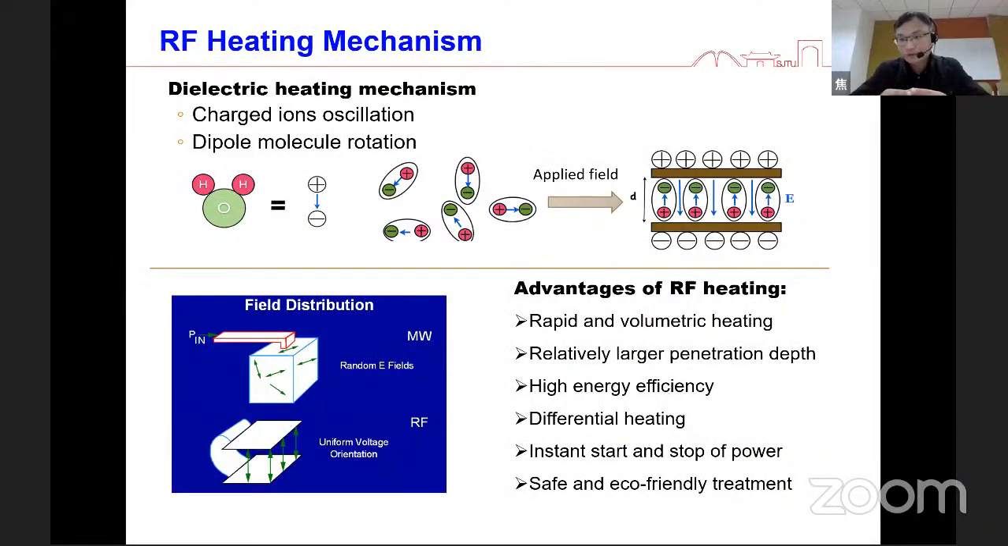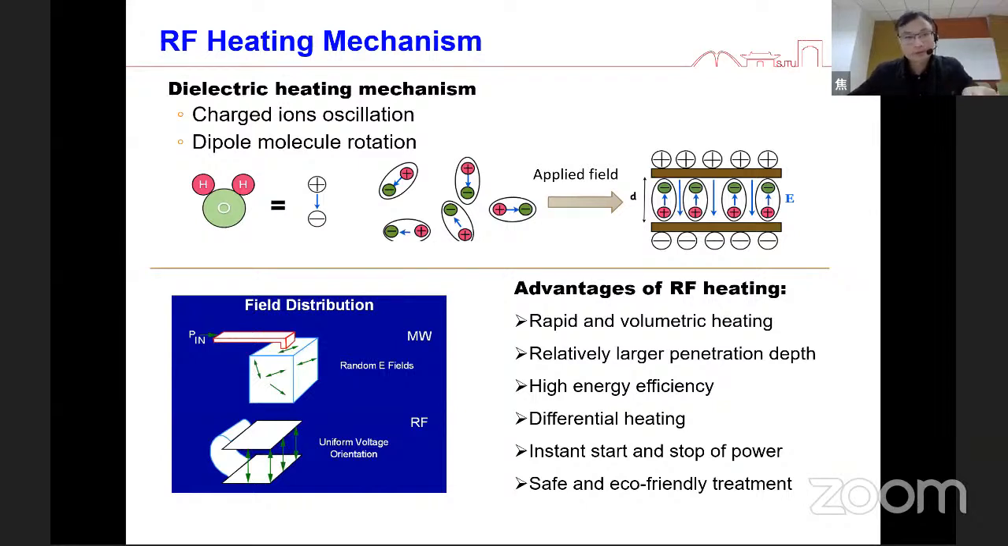A characteristic of microwave heating is volumetric heating, compared with the conventional heating method. It's similar to RF heating. It's also a volumetric heating method. So how can it heat the food volumetrically?